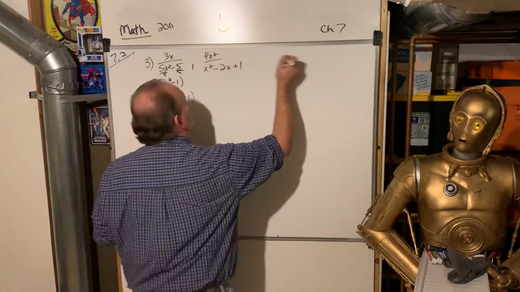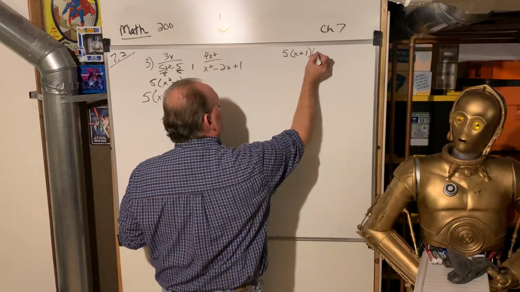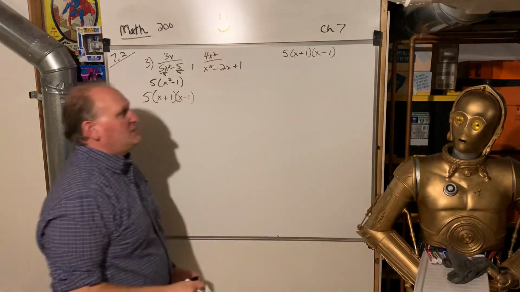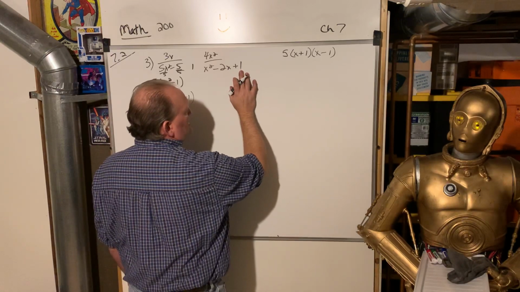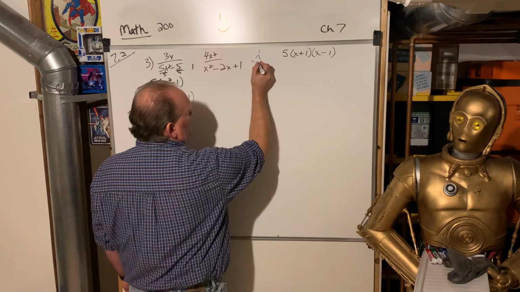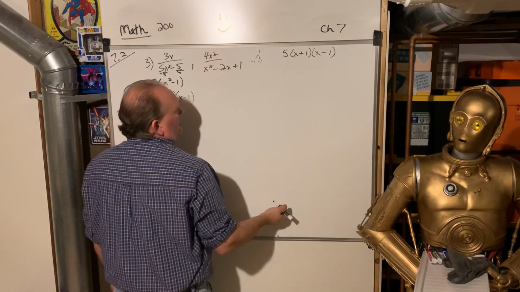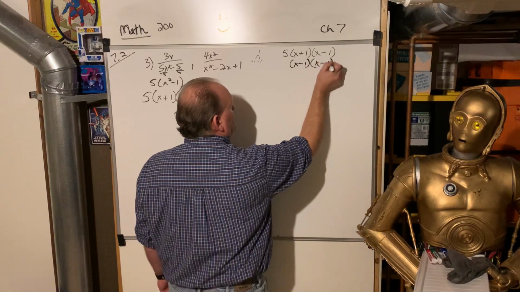So this first one is 5 times x plus 1 times x minus 1. That is its prime factorization. Same thing here. Multiplies to be positive 1, but adds to be negative 2. Again, only one suspect there, negative 1 and negative 1. So x minus 1, x minus 1.